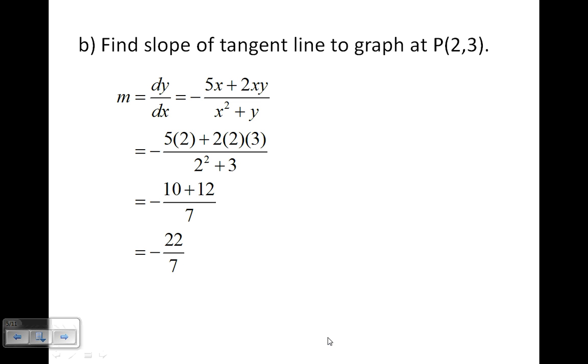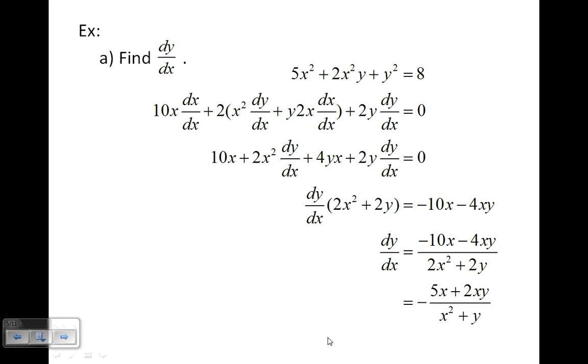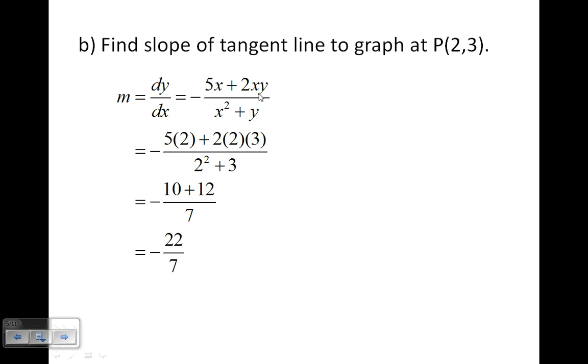Okay, what if they say find the slope of the tangent line to the graph at this point, (2, 3)? And we're going to assume this is still looking at this previous example. So I've already gone through and figured out the derivative. Derivative is slope, and here it is, my derivative in terms of x and y. So if I have a particular point (x, y) that I'm interested in finding the slope at, I just need to plug in the x and y coordinates. So here's my slope equation. x is 2, y is 3. Plug those in, and I get my answer. Nice and simple.